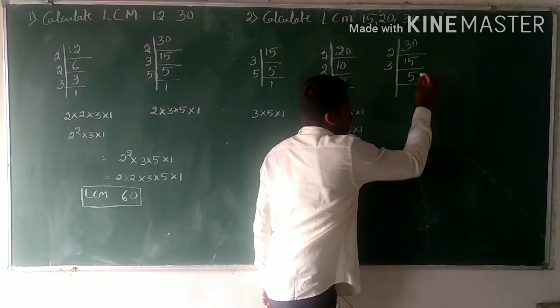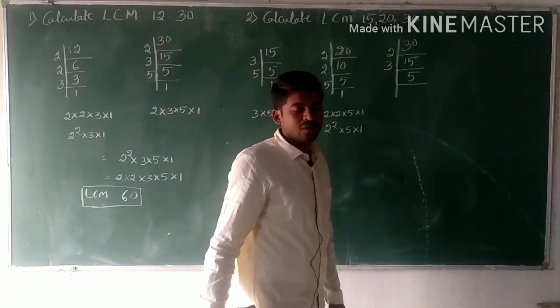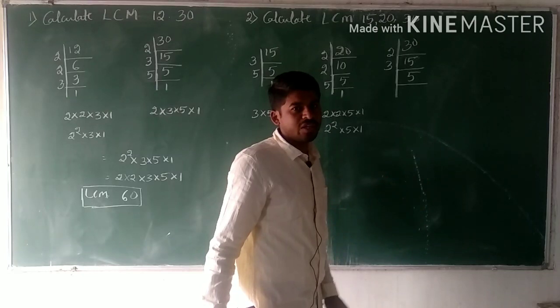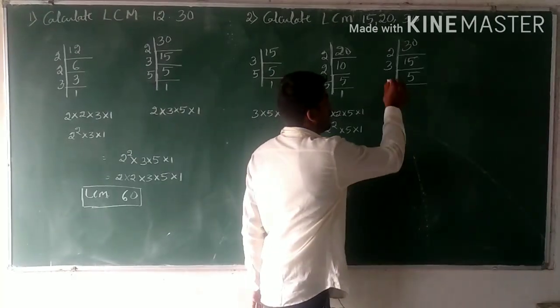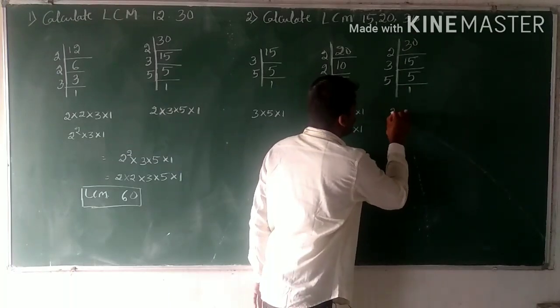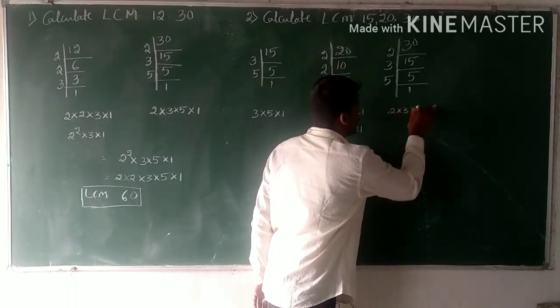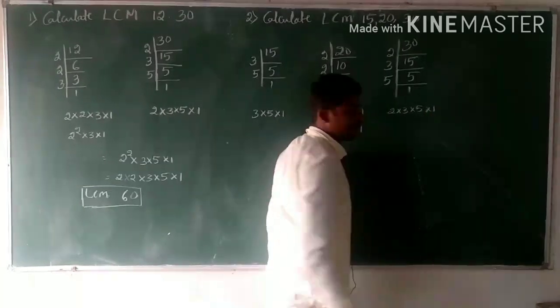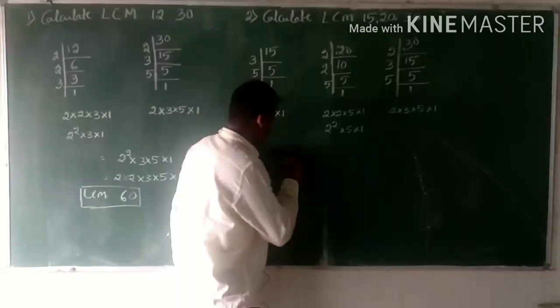Now this 5 is one of the prime factor values, and this number can be divided by the number itself. So that's why I am going to take it as 5. I get the balance as 1. Now 2 into 3 into 5 into 1. You can now go to calculating the LCM.